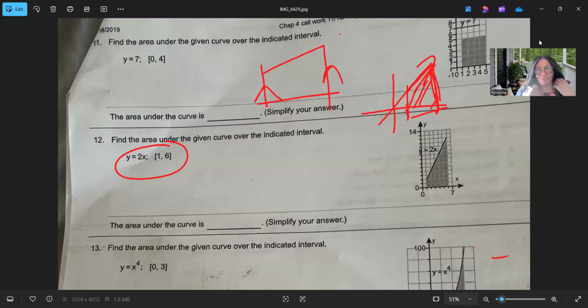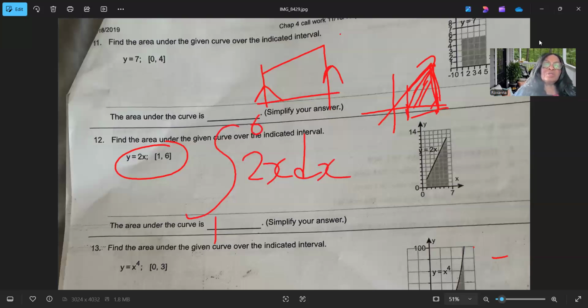Okay, so if you want to do it geometrically, nobody told you to do it geometrically. If you want to do it geometrically, you find the area of the trapezoid. But let's use calculus and then use a calculator. All right, so I'm told to find the integral of the function 2x dx, starting from 1 and ending at 6. So remember, if you're not told to do it geometrically, then you don't have to do it geometrically.